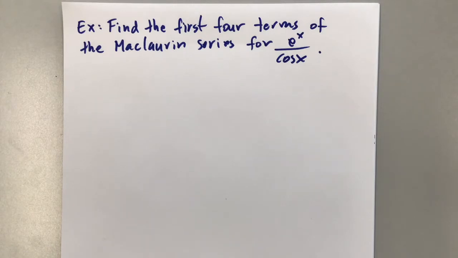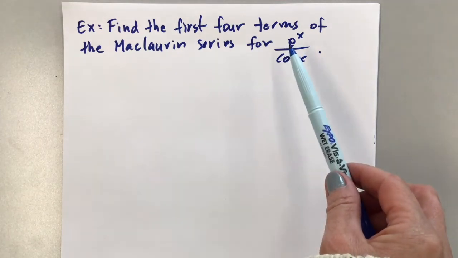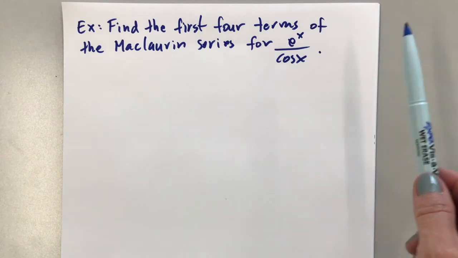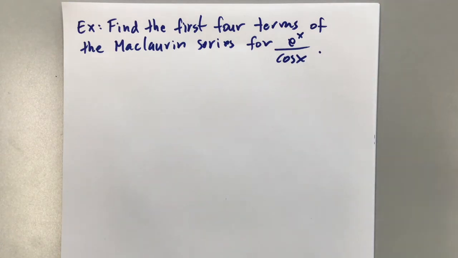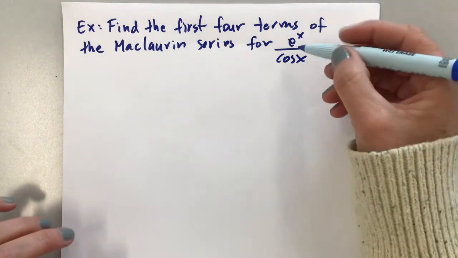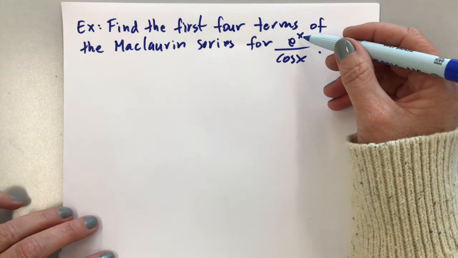All right, so now we will find the first 4 terms of the Maclaurin series for e to the x divided by cosine of x. So I could reduce this to e to the x times secant of x and use multiplication, but then I would need the power series for secant of x, which I don't readily have. Okay, so we're going to go ahead and actually divide the power series for cosine of x into the power series for e to the x.